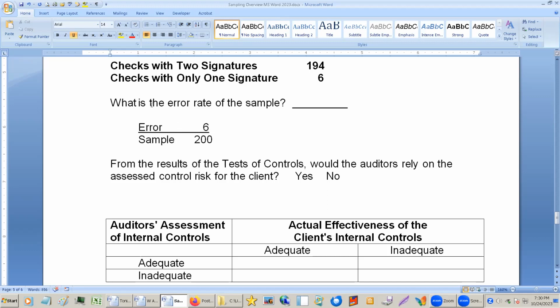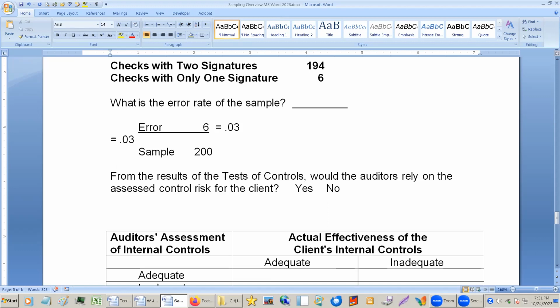All right, so that equals 3%. I think it's 3%. I don't have my phone with me. 6 divided by 200, that's 3%. Okay, so the error rate is 0.03.